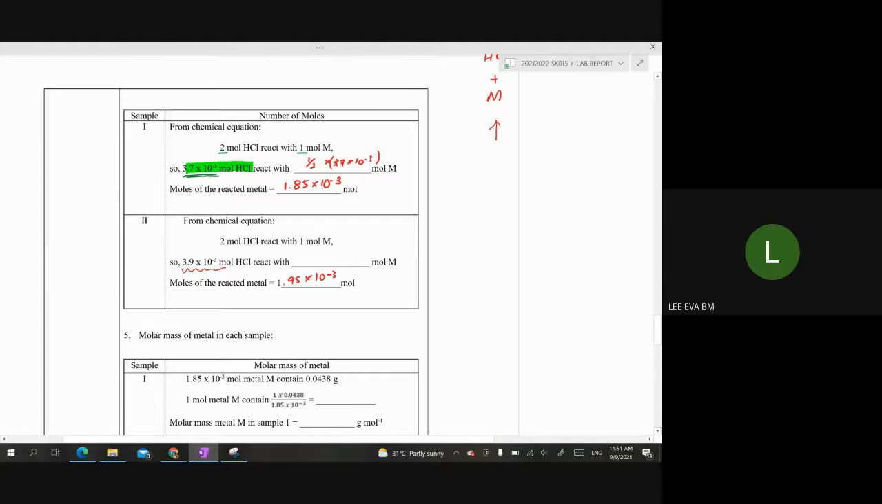So has everyone got the mole of reacted metal M? Yes, madam. Don't confuse HCl with metal M. What we calculated earlier was the unreacted HCl. This one is the reacted metal M. So now we are focusing on the metal M.